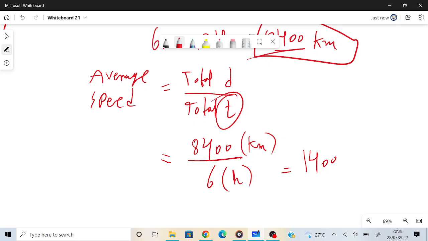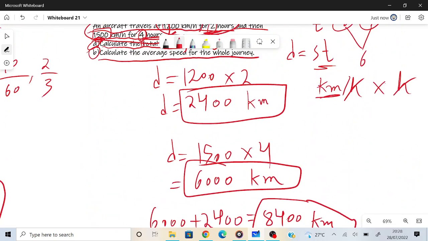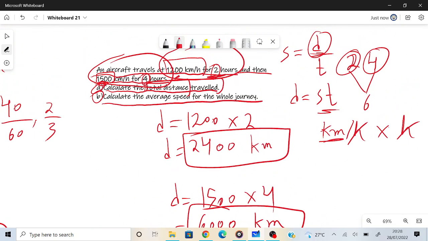Yep, 1,400 kilometers per hour. The question didn't specify the unit, but we can say it's kilometers per hour because that's the unit they have used for the speed in the question. If they wanted us to write in a different unit, they would have specified it in the B part of the question.